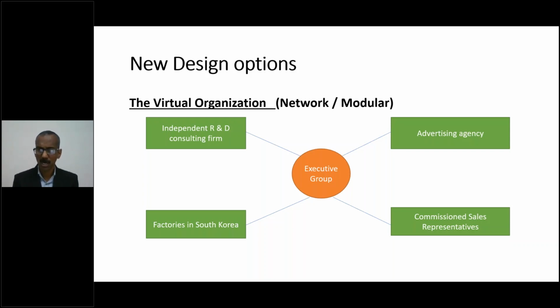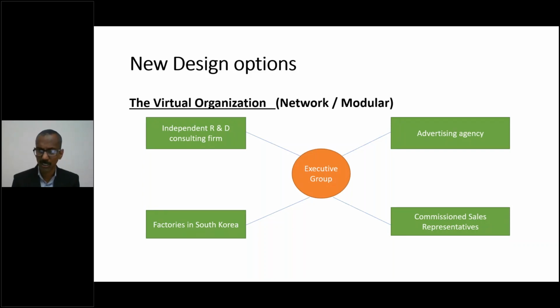And this group outsources the various business functions. For example, this group needs R&D department. So they outsource from independent R&D, research and development consulting firm. And they have to produce. They make use of some factories in South Korea. So that function is outsourced. So now they have the product. Products are ready.